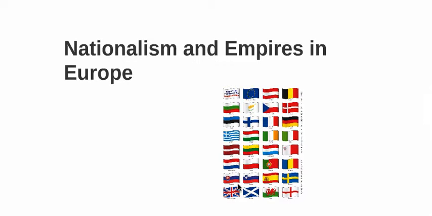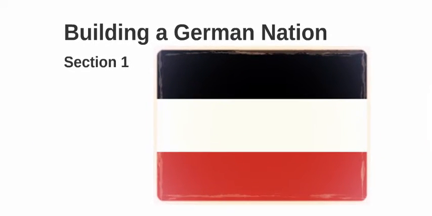In this chapter, we're going to be looking at nationalism and empires in Europe. And a lot of this is going to be kind of a prelude to World War I. We're going to look at things that really set the stage for the First World War. And we'll start by looking at how we developed a German nation out of what originally used to be the nation of Prussia.